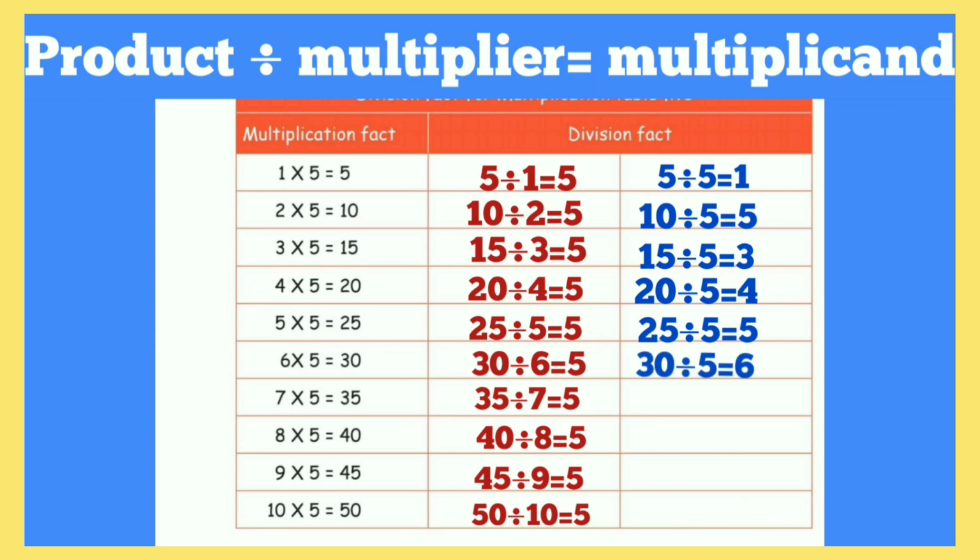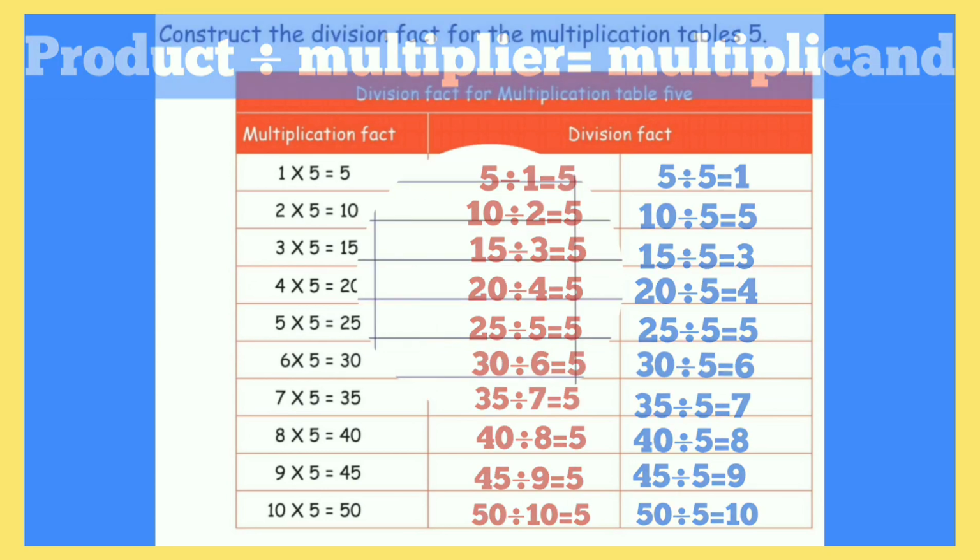30 divided by 5 equal to 6. 35 divided by 5 equal to 7. 40 divided by 5 equal to 8. 45 divided by 5 equal to 9. 50 divided by 5 equal to 10.